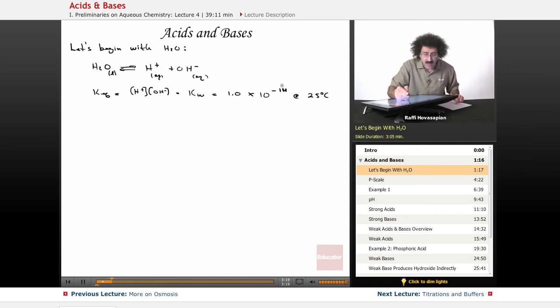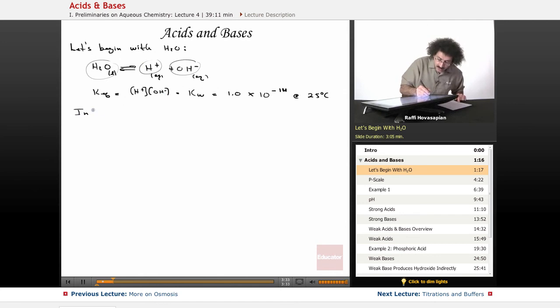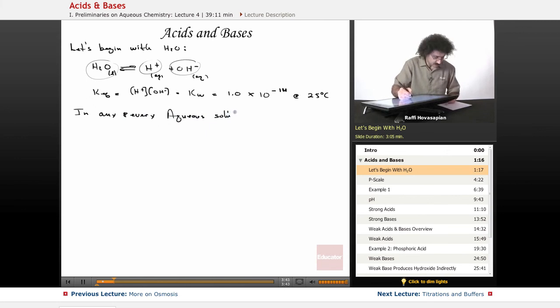What that's telling you is that most of it stays as water, but a little bit of it, very little, dissociates into that. Okay, that's it. So this is a very important relation. Now, in any and every aqueous solution, the hydrogen ion concentration times the hydroxide ion concentration has to equal 1.0 times 10 to the negative 14.